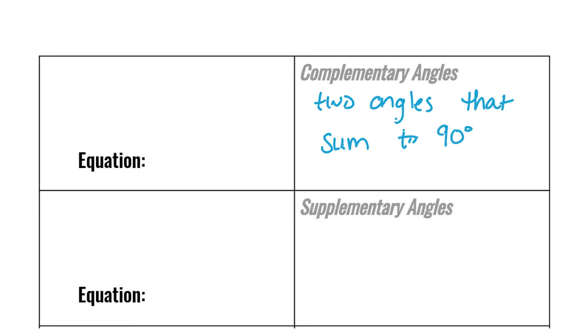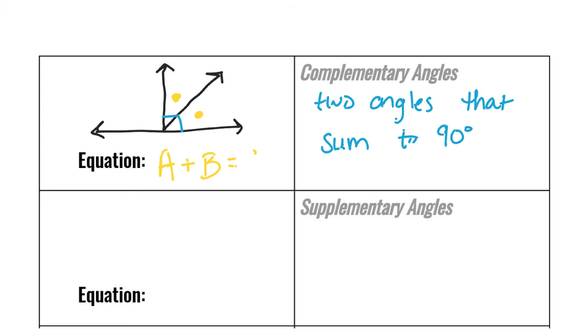So if I was to draw a picture of these 2 angles, I would draw a picture like this. Here's my 90-degree angle, and this angle with this angle together are my complementary angles. When I have equations, complementary angles always sum to 90 degrees. So A plus B equals 90.